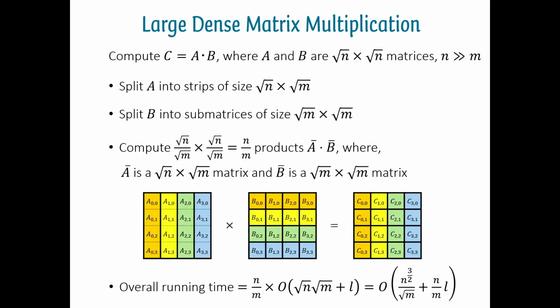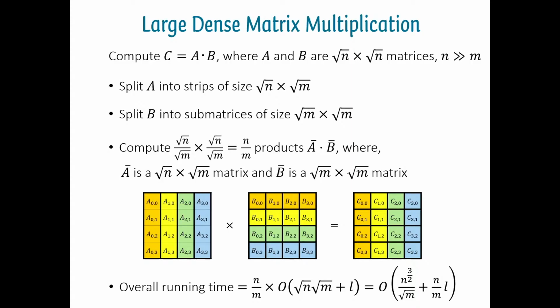If you combine all this, the total complexity will be N over M times the cost of a single multiplication of a tall matrix, square root of N by square root of M, by a square matrix, square root of M by square root of M. That is N over M times O of this, and it turns out to be N to the power 3 over 2 divided by square root of M, plus N over M times L. As you can see, the speed up is really in square root of M.